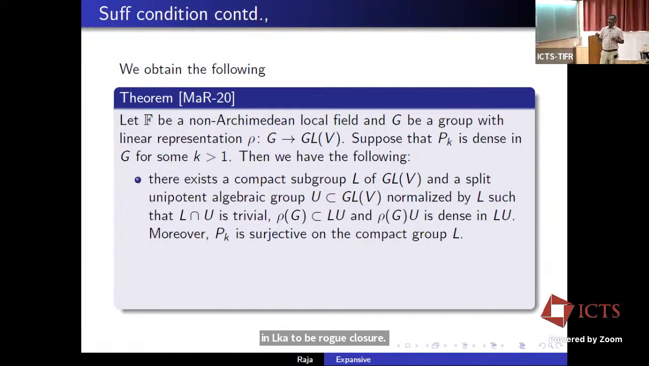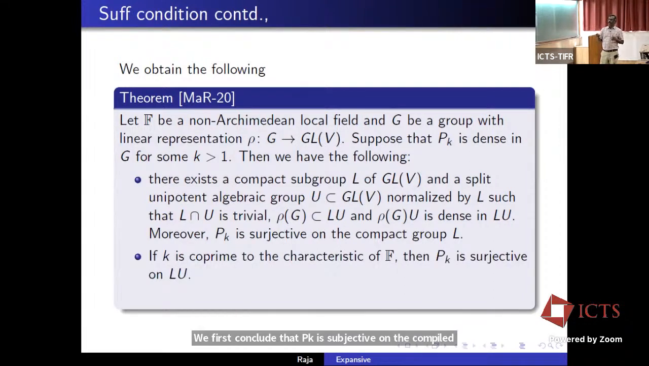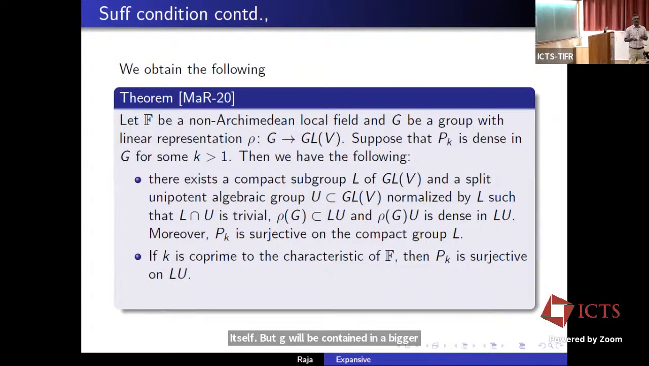In that case, we first conclude that p_k is surjective on the compact group L, and then we conclude that when k is co-prime to the characteristic of F, this is any general non-Archimedean local field, so the field of Laurent series over a finite field is also included. In that case, p_k will be surjective on LU. Though we are not able to say much about G itself, G will be contained in a bigger group on which the power map is surjective. That bigger group is very close to that group.